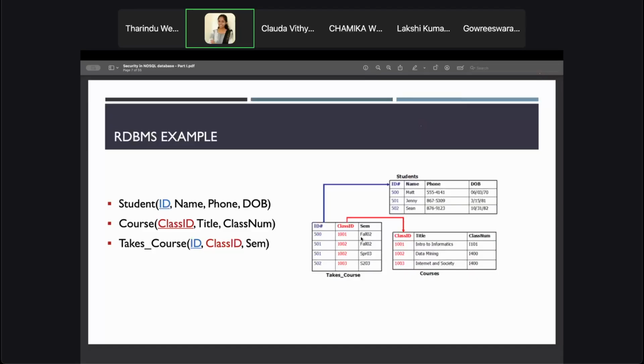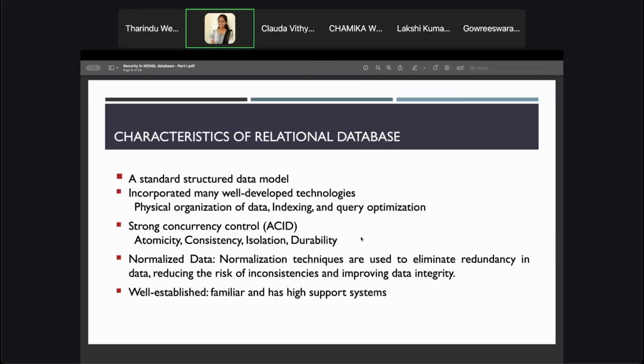That's how the columns were connected. That's how the tables are connected. All right, that's the basics of the relational table. All right. What are the advantages, or what are the characteristics, of relational databases?